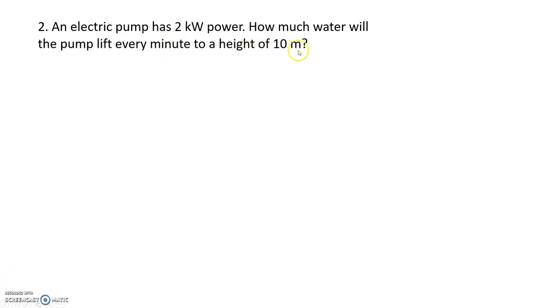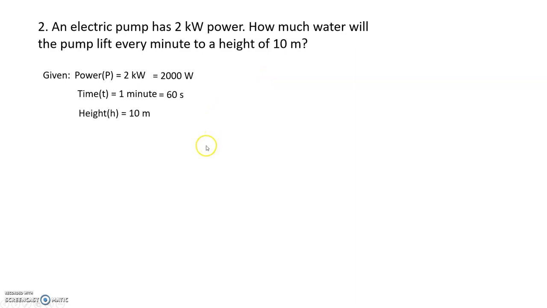And height is 10 meters, in the MKS system, correct. So now let's write down: power is 2 kilowatt and that is 2000 watts. Time is 1 minute and that's equal to 60 seconds. Height is 10 meters, it will remain as it is. To find how much water, that means mass of the water, mass m.